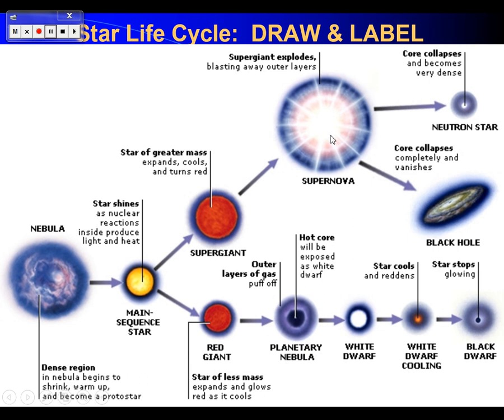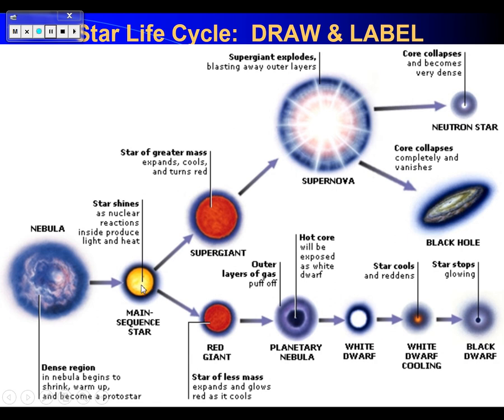And from there, it can do two different things, once again depending on that initial mass. If it has a smaller mass, it becomes a neutron star, where the core collapses and becomes very dense. If it has a really high mass, it turns into a black hole, where the core collapses completely and it acts like a vacuum.